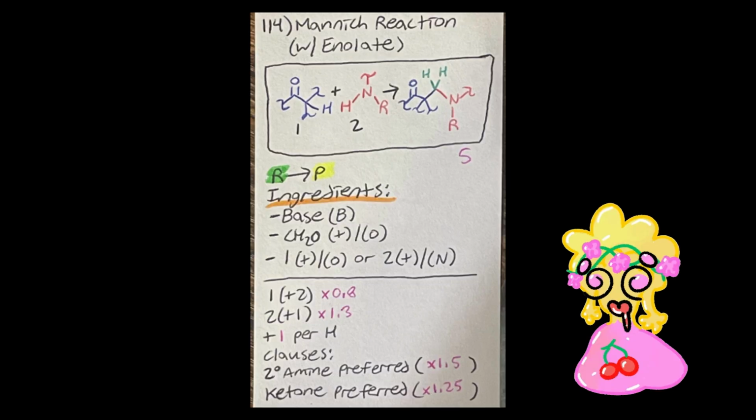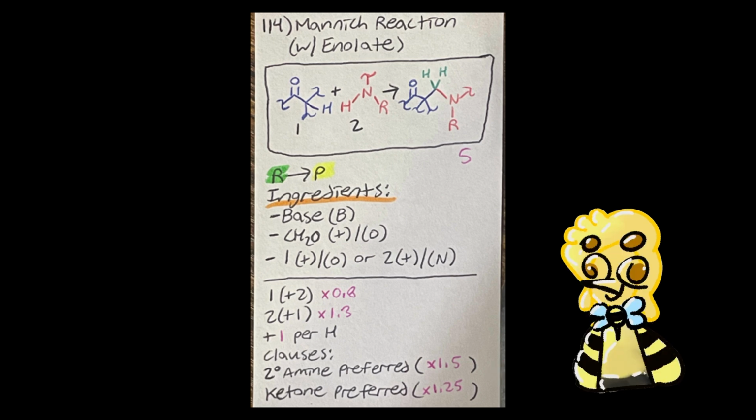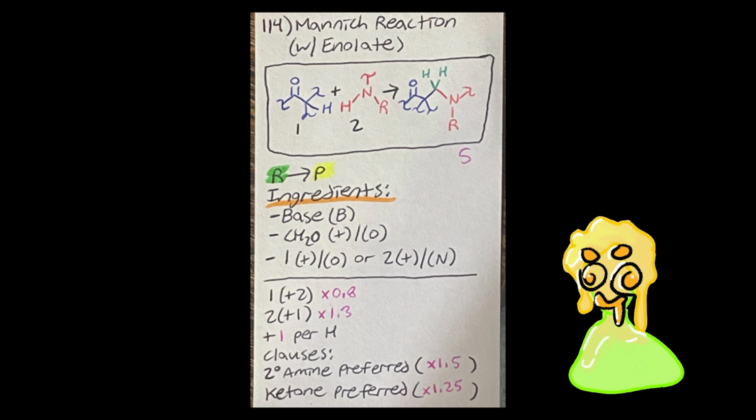If fulfilled, clauses allow you to apply another multiplier to your base points. Like for instance, the secondary amine preferred clause means that the reaction prefers to use a secondary amine. So if you use a secondary rather than primary or tertiary amine, you get extra points. I did this so that you know how the reaction is supposed to go without having to force you to remember or actually do it like that.